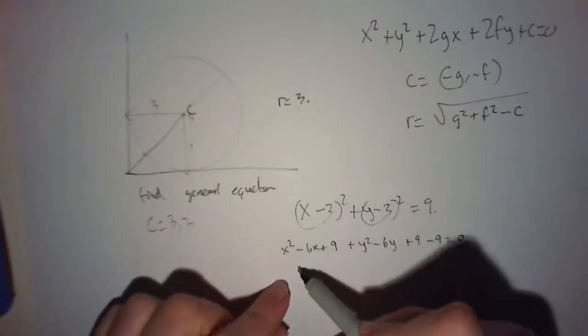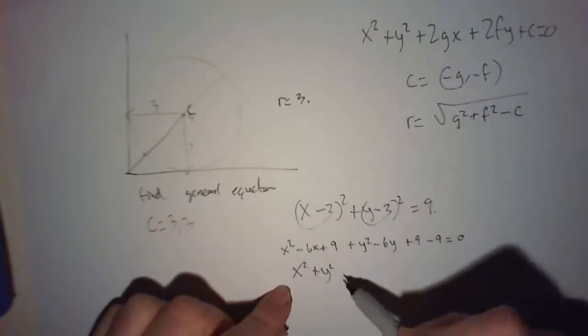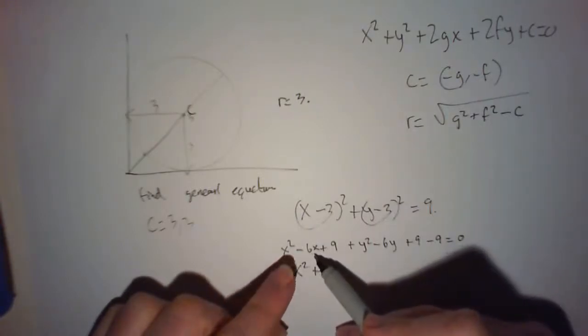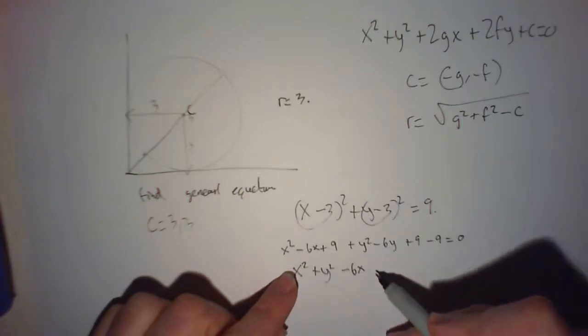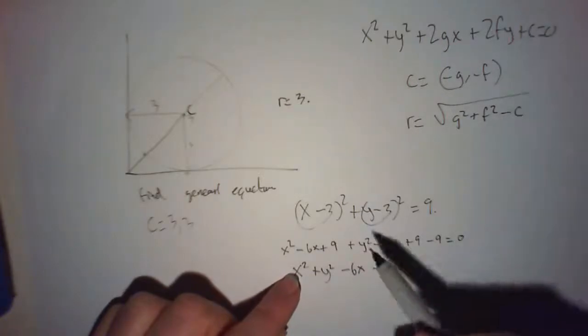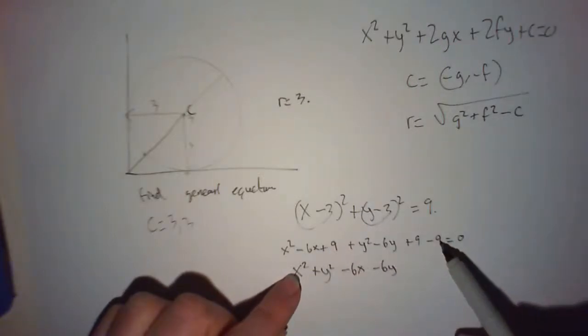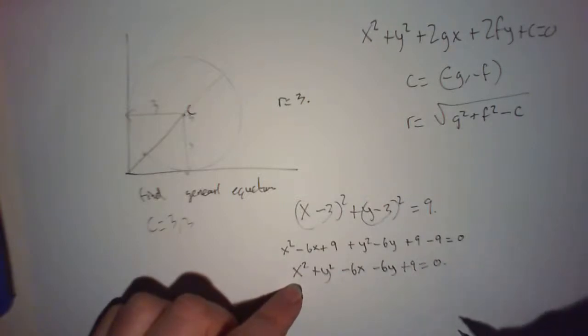So put them together: x squared plus y squared. Now we have to put together the x's. We have a minus 6x, minus 6y. Now we have to put together the c value: a plus 9 and a plus 9 and a minus 9 is 9. Okay, so there you have it.